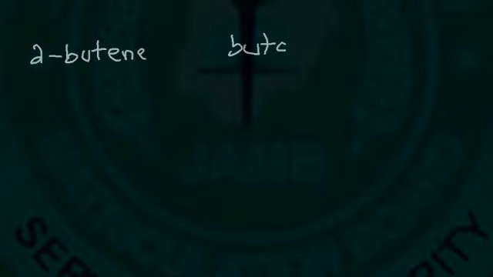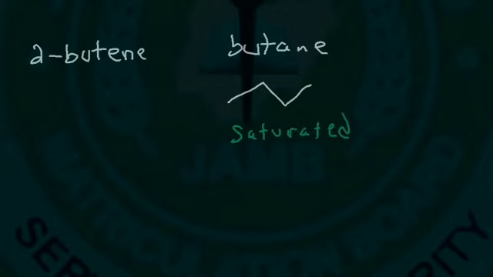Now let's go back into drawing other structures. Let's say if we want to draw 2-butene versus butane. Butane is an alkane. An alkane only contains single bonds, carbon-carbon single bonds. Alkanes are also known as saturated compounds. Every carbon atom is filled with hydrogen atoms.